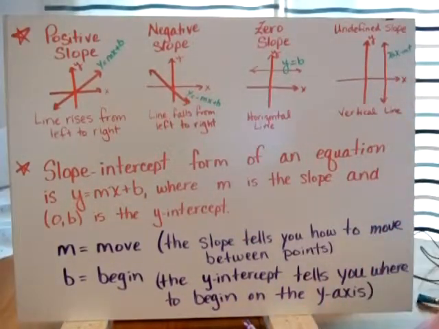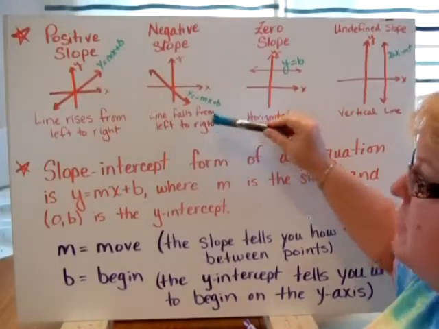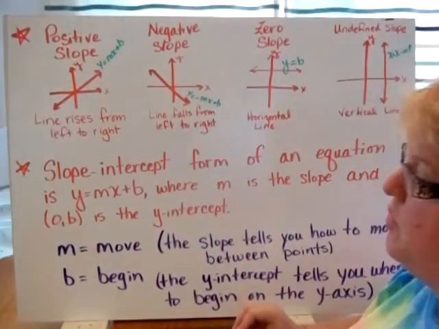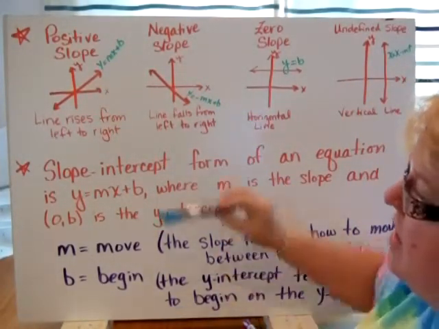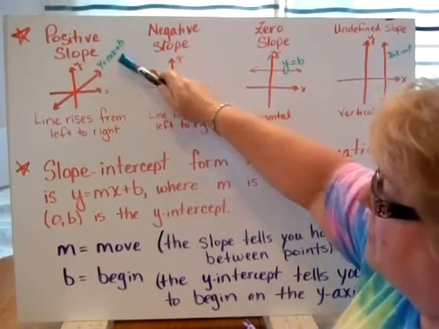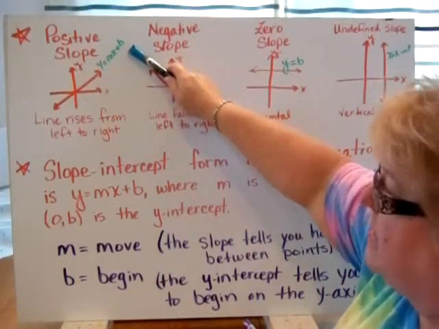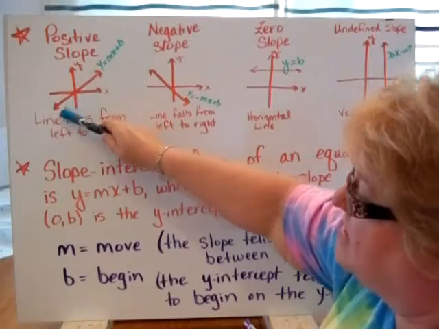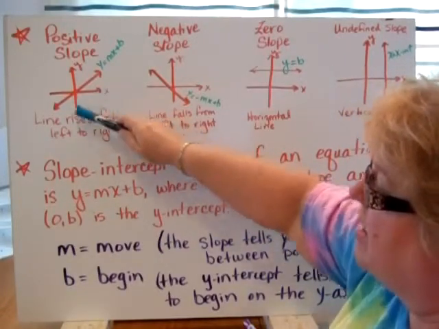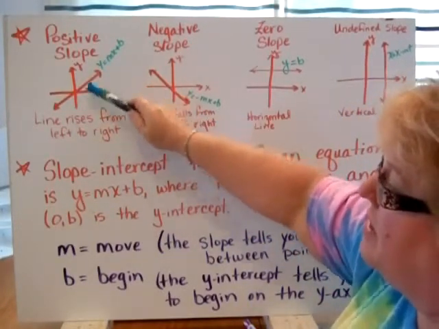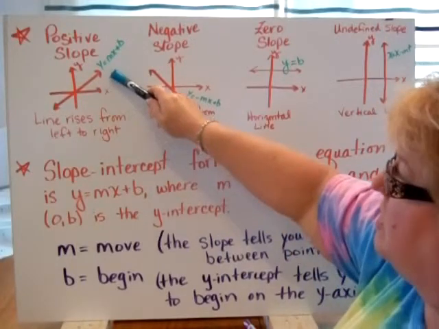Okay, need to write this down. Remember stars, things that are important that you remember and understand. A positive slope is given by the equation y equals mx plus b, and the line rises as you go from the left to the right. Notice that the line is going up. This is what a positive slope would look like.